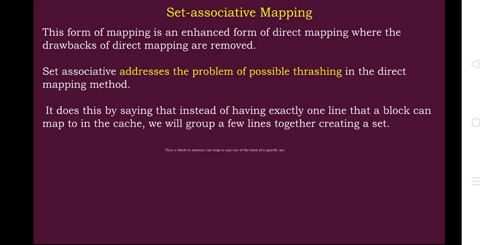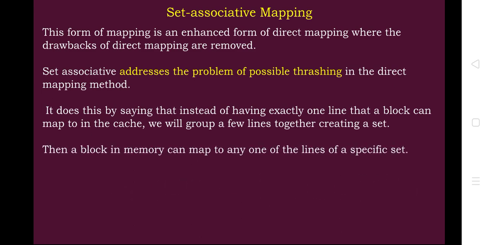So by this, a block in memory can map to any one of the lines of a specific set. This is the advantage here. With this type of memory access, a block in the memory can map to any one of them, because we are creating a set of lines from the address given to the cache memory. Now we can create a group of lines, and if one line doesn't match the content, we can check with the other line.